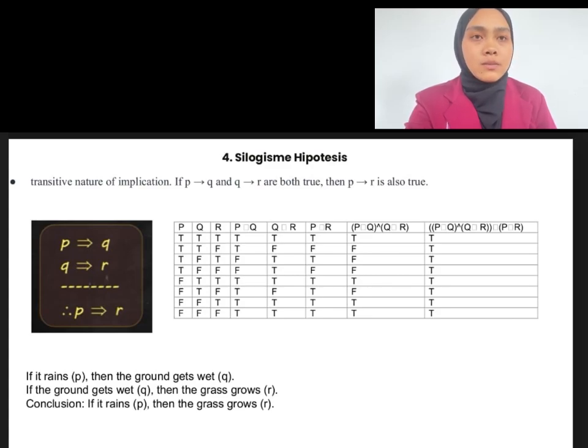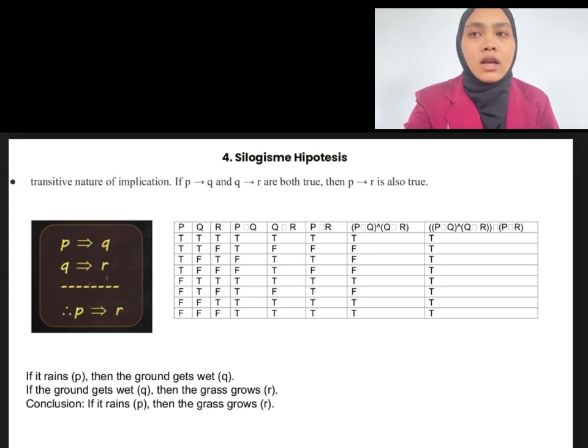A hypothetical syllogism is a form of logical reasoning that connects a chain of conditional statements or implications. Its principle is known as the transitive property of implication, which states that if one statement implies a second and the second implies a third, then the first also implies the third. The formula is P then Q, Q then R, so the conclusion is P then R.